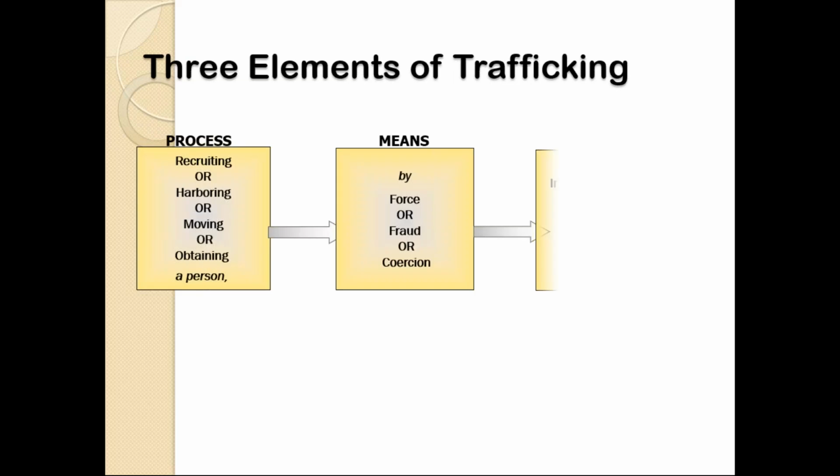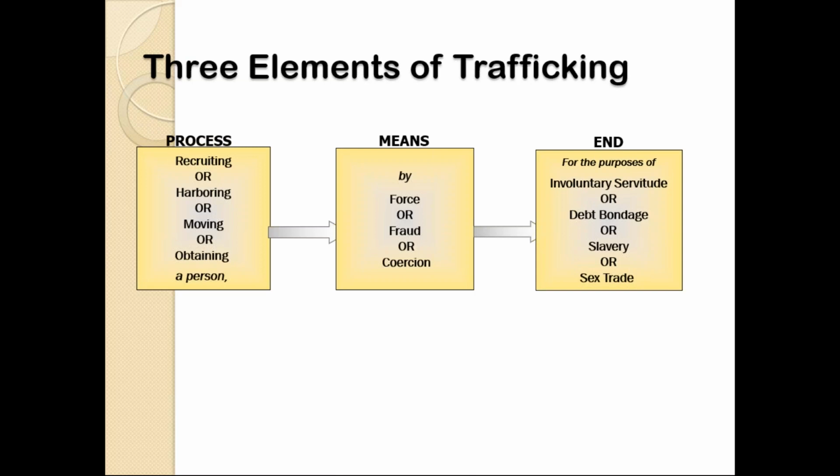You know, what are the elements? Well, in order for something to be considered a human trafficking case, there has to be 3 different elements. There has to be a process, and look very carefully at what it says. It doesn't say end. It can be recruiting or harboring or moving or obtaining a person. There has to be a means. There has to be force, fraud, or coercion, and there has to be an end. What is the end purpose of this activity? If all of this takes place, then it is considered a human trafficking case.